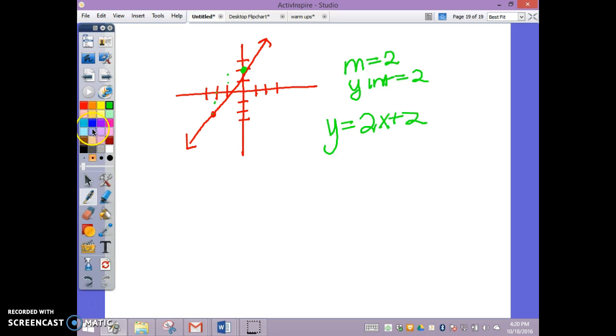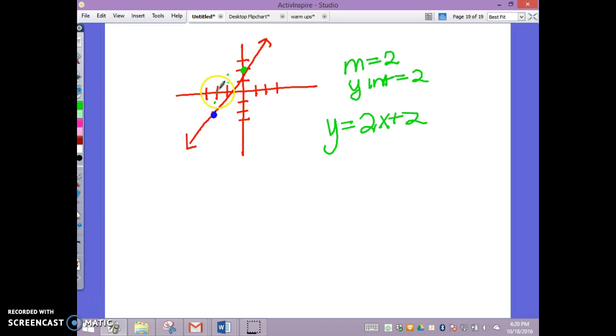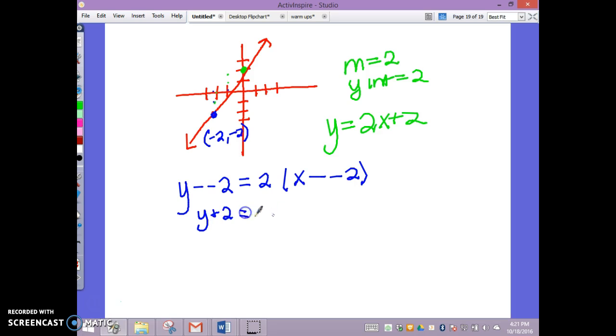I could also do this with point-slope form. This is the point negative 2, negative 2. So I have y minus the y value is equal to the slope, x minus the x value. Now, a negative negative becomes a positive. So here is formally how I would write this one.